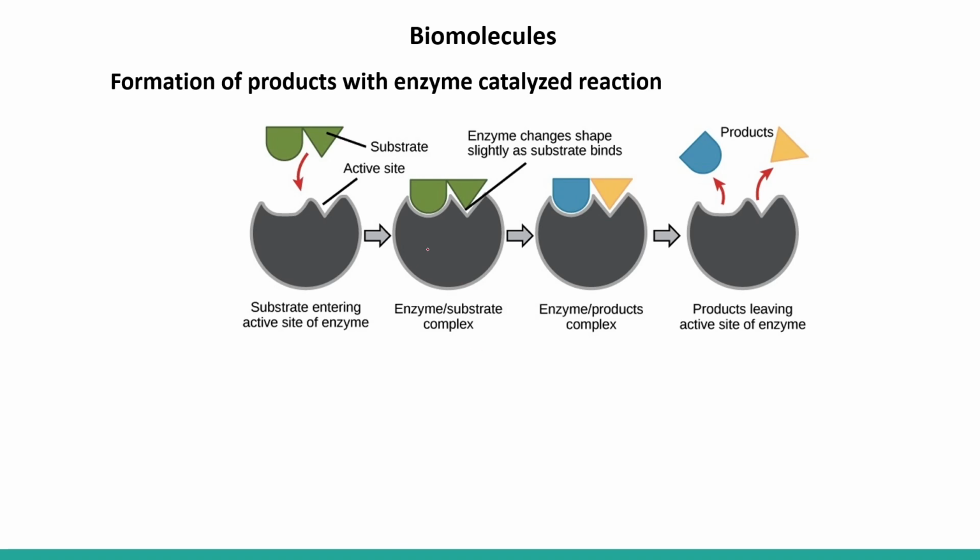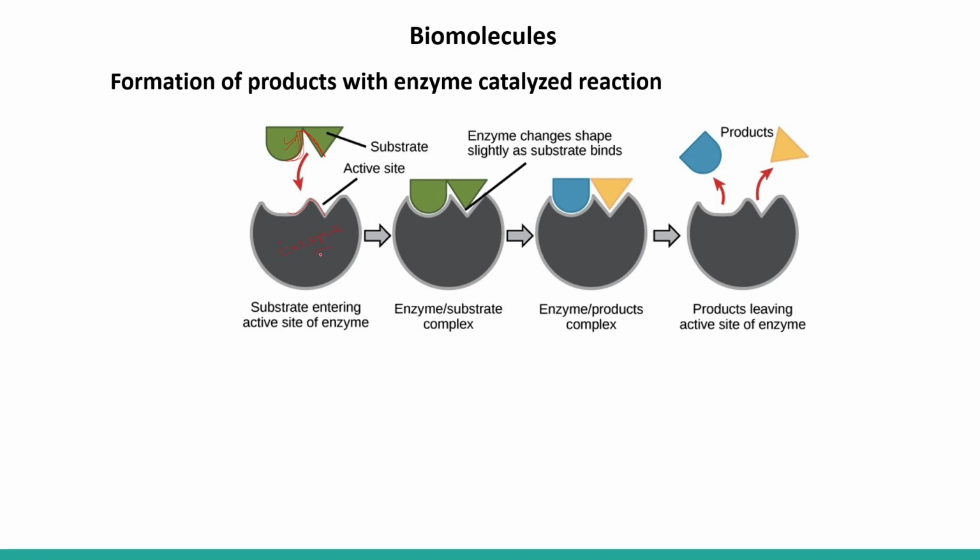So here we can understand with this particular diagram. Formation of product with enzyme-catalyzed reaction. So here you can see the green color substrate is there. They are having some clefts, and at the contrary of that cleft, again the enzyme is also having, this is an enzyme.